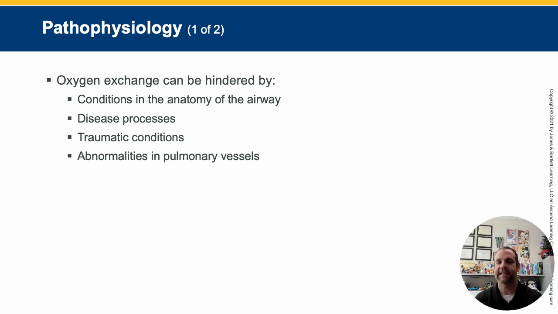Second, you have disease processes, such as pneumonia, COPD, or pulmonary edema. These can directly damage the lung tissues or flood the alveoli with fluid, really preventing gas exchange from taking place. Then we have traumatic conditions like a flail chest or a pneumothorax. These can affect the mechanics of breathing, making ventilations ineffective even when the lungs are intact. Then finally, we can't forget about the pulmonary vasculature. If blood isn't reaching the lungs, like in a pulmonary embolism, oxygen has nothing to bind to.